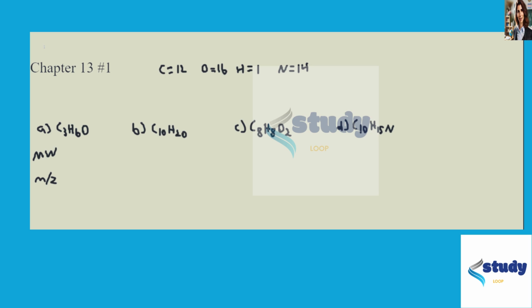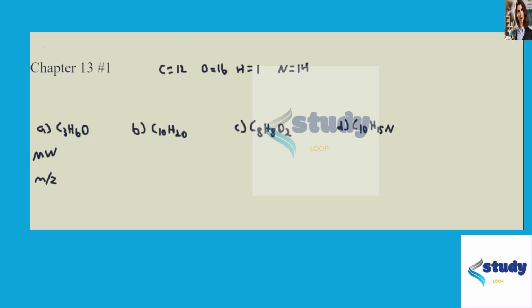Across the top here, I've written the weights of each of the 4 types of atoms that are present in these 4 molecules. Basically all that we need to do is multiply the number of each atom in a formula by its weight, and then add all of that together, and that's going to tell us the molecular weight, and the molecular ion will be the same as the molecular weight.